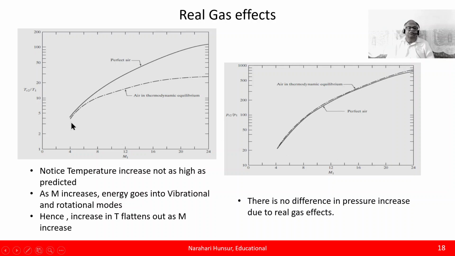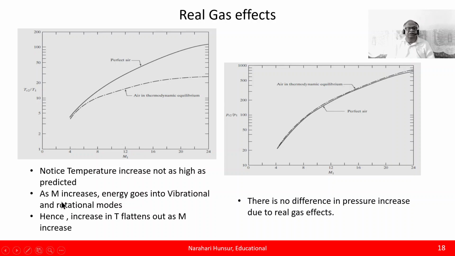Look also at the temperature jump across the shock waves. What you see here is again on the x-axis the Mach number, varying from 0, which is incompressible, to about 24, and the temperature jump across the shock waves. Perfect gas, perfect air, predicts a very, very high temperature jump, whereas in reality it doesn't happen. Remember the example where it predicted 40,000 degrees Kelvin. In reality, it doesn't go that high.